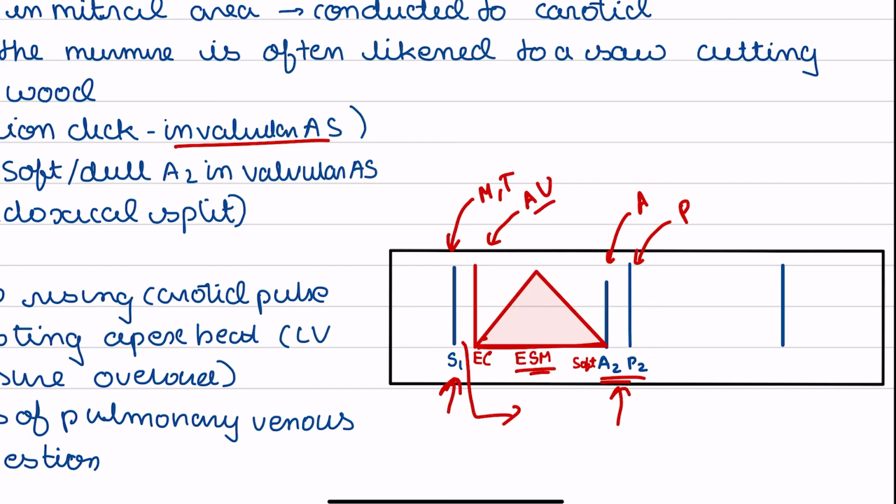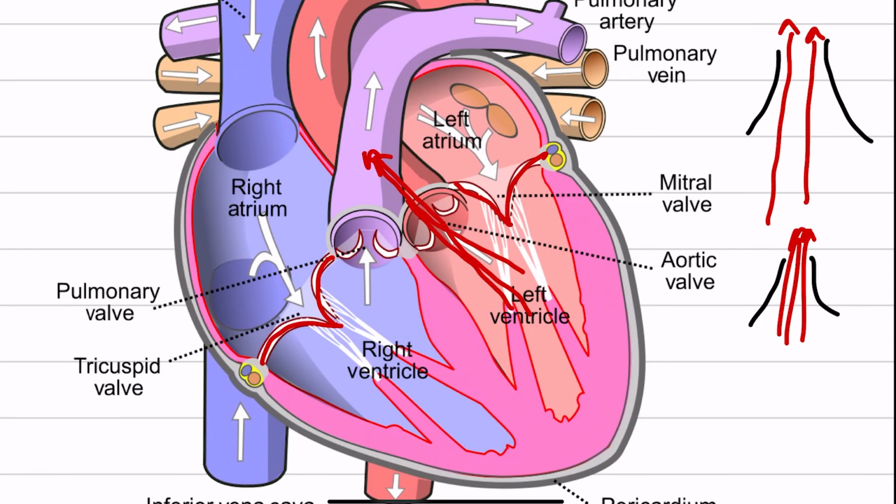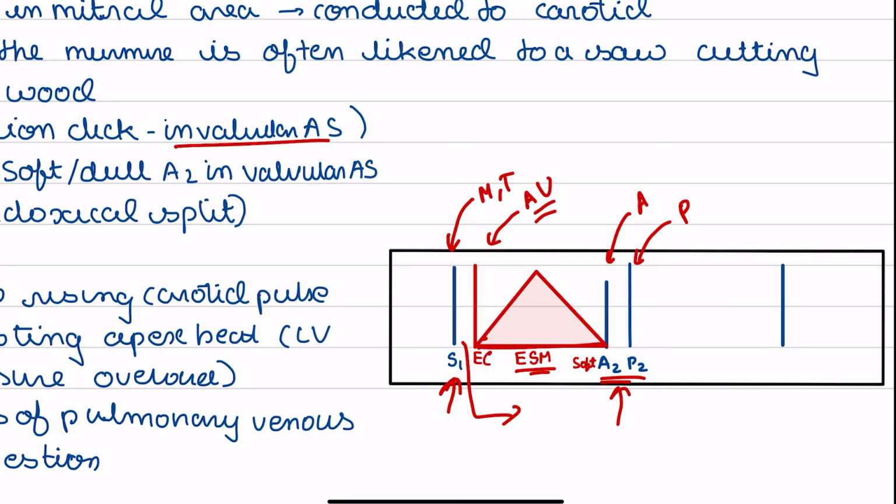The murmur starts when the aortic valve has opened and the blood starts flowing through this narrowed aortic valve. That is when the murmur starts, and that is why there is an ejection systolic murmur. And as you can see from this diagram, it increases in intensity and then it decreases.